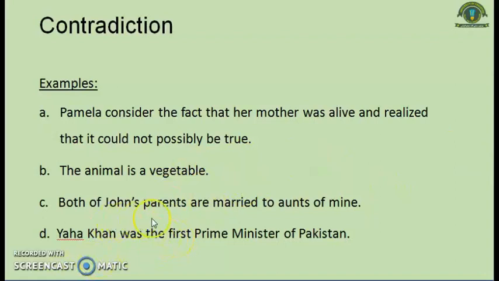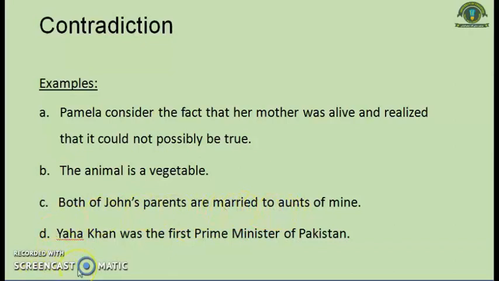Here we analyze the second sentence, the animal is a vegetable. As we know, contradiction is most centrally a logical term, and according to our logic, an animal cannot be a vegetable. Animal and vegetable are two different things. So it is a contradictory statement. Next, both of John's parents are married to aunts of mine. This is not logically true because of the words used in this sentence: parents, married, and aunts. So it gives a completely contradictory statement.